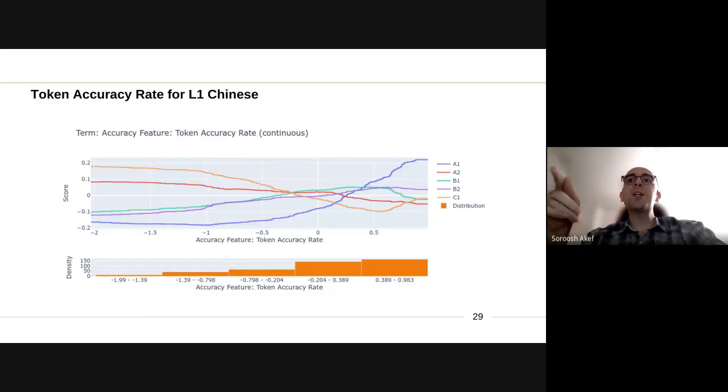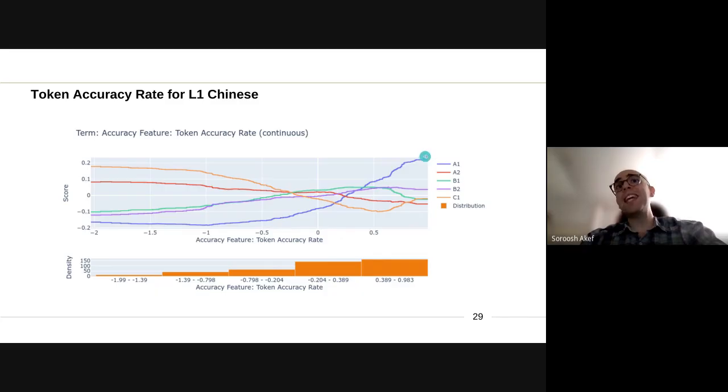And then here you can see that actually at level A1, so actually before, let me tell you how we should interpret this. On the x-axis, we have the normalized, or rather standardized, feature. So here is 0. This is the mean of this feature, token accuracy rate. And then this is the standard deviation from the mean. So here, the more we move to the right, the more accurate it is, and the more we move to the left, the less accurate. And here on the y-axis, we have the logit score. So this is a transformation of probability. The higher it is, the more likely it is at that level, and the lower it is, the less likely it is.